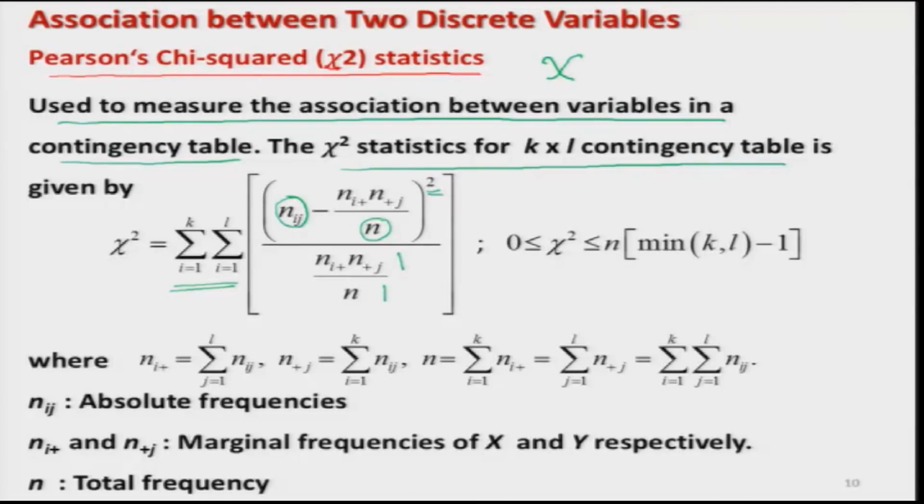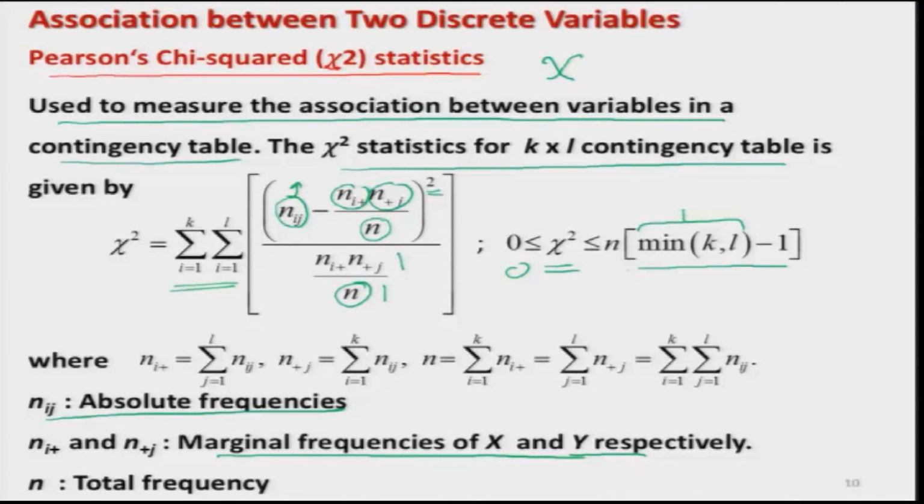You can recall that Nij gives you the absolute frequency, and Ni+ and N+j are the marginal frequencies of x and y, and small n is the total number of observations or the total frequency. This is the statistic which gives us an idea about the degree of association, and this value of chi-square lies between 0 and n times the minimum of k and l, minus 1. The minimum of k and l means whichever is the minimum, k or l.